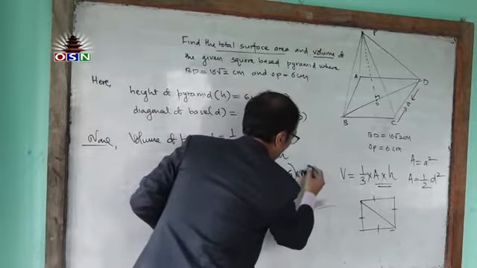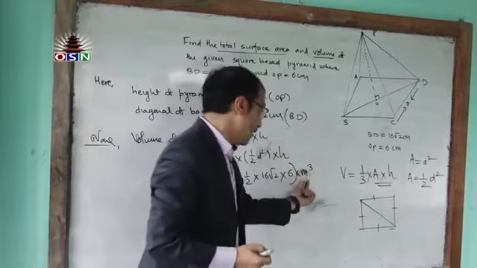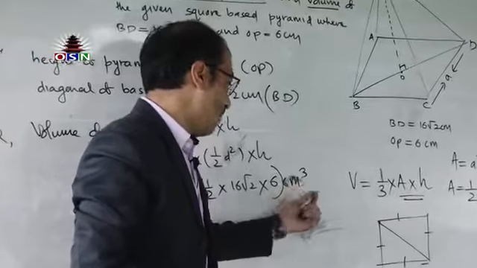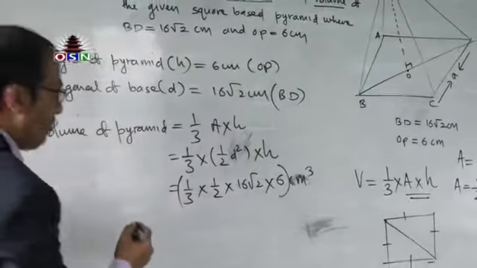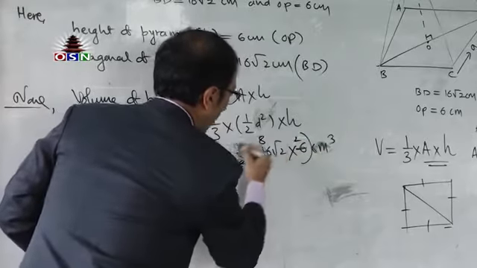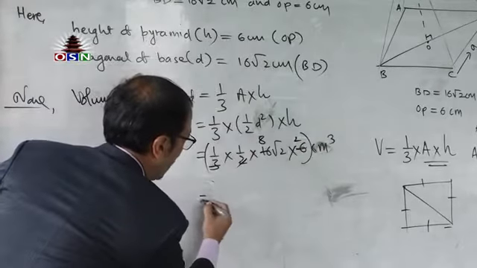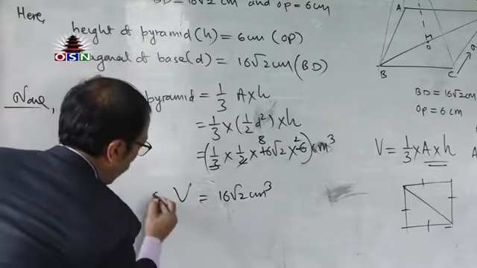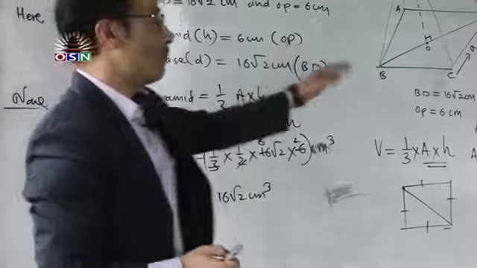Volume is written here in centimeter cube. You need to be careful about the unit. Volume is always measured like this, so it's cm cube. You have to remember here 3 1s are 3, 3 2s are 2 1s are 2, 8s are. That means finally you will get 16 root 2 centimeter cube. This is the volume of the pyramid we have got.